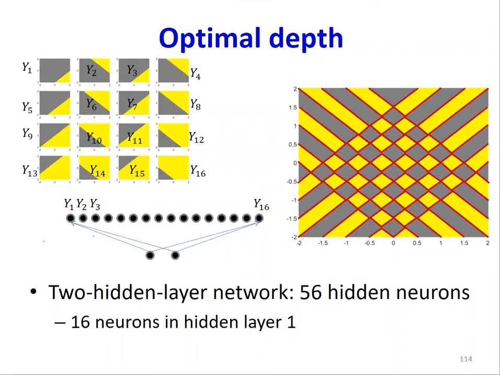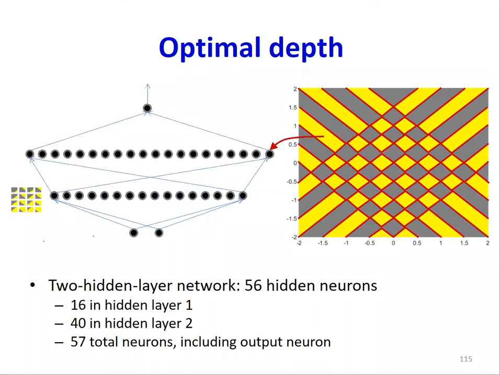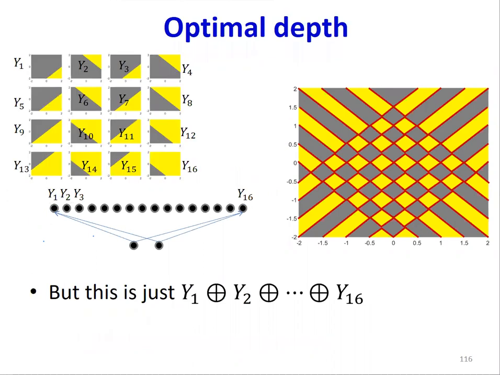Anyway, so why can't I do this with 56 hidden neurons in the hidden layer? Because there are 16 boundaries of this kind, right? So I need 16 neurons in the first layer to capture each of these 16 boundaries. And then I need 1 neuron for each of these yellow regions. So there are 40 of these yellow regions. So I can capture this decision boundary using 16 neurons in the first hidden layer, 40 in the second hidden layer, and a final output neuron. So 57 total neurons, including the output neuron.